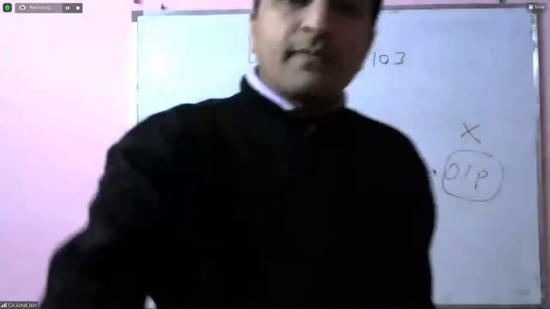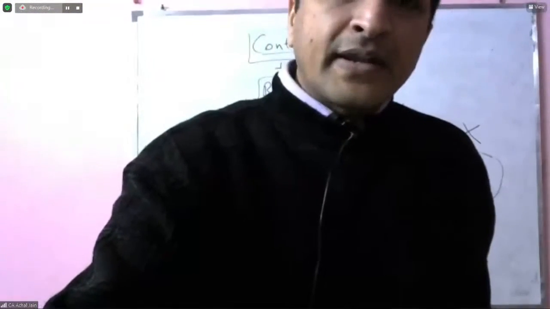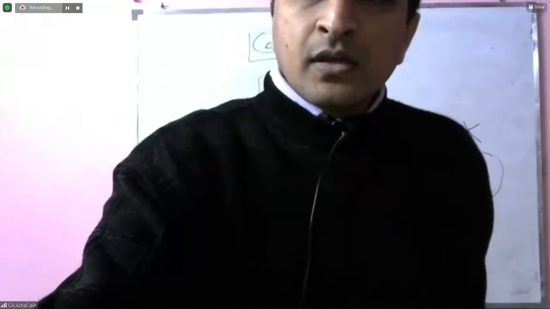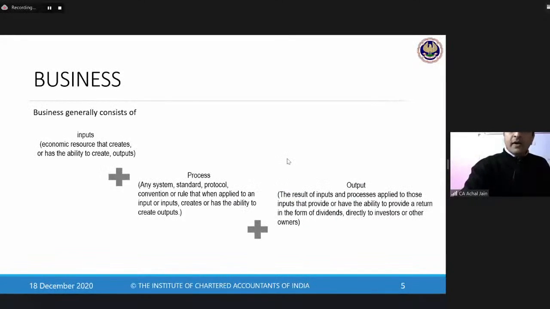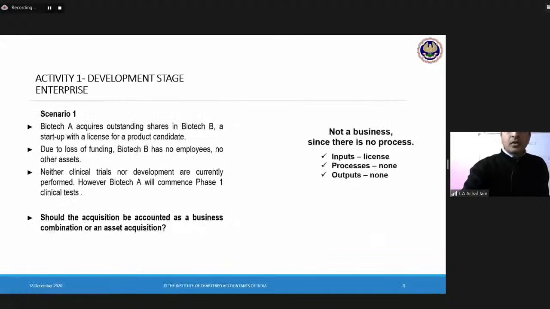Okay. So now we'll move on to some practical examples, some small examples, to understand the requirements of input, process, and output, and which things are important. So let's look at this situation. Biotech A is an entity. It acquires outstanding shares in Biotech B. And what is Biotech B? Biotech B is a startup company and it has got a license for a product candidate. Okay, so it has got some license.